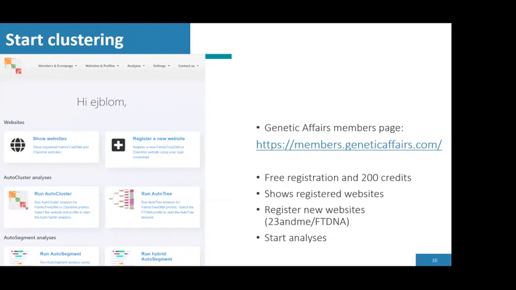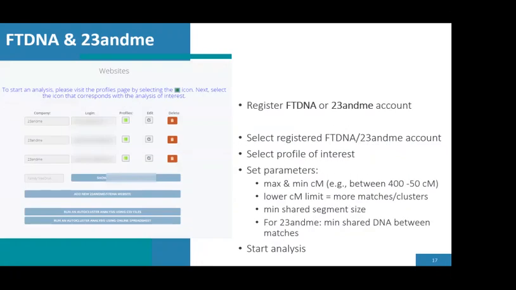I will now quickly show how to start an analysis on the website. This is now being shown for the AutoCluster tool, but it's more or less the same for the other tools as well. So after a user has registered on a members page, you will be redirected to the main page with several options. For instance, it shows you websites and allows you to register even more websites and start various analyses. For instance, the AutoCluster analysis. To start the analysis, you first register an account from Family Tree DNA or 23andMe. Next, you select the profile of interest by clicking on the Profiles button for that account, set the parameters, the maximum and minimum shared amount of centimorgans, the minimum shared segment size, and as indicated in the previous presentation, which can be quite significant. And for 23andMe, how much DNA matches should share with each other. Once everything is set, start the analysis.